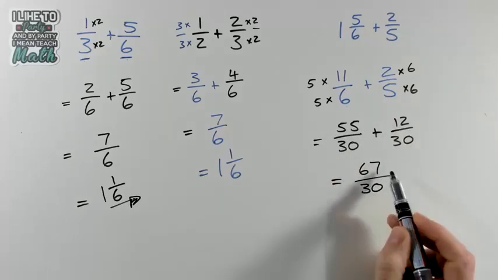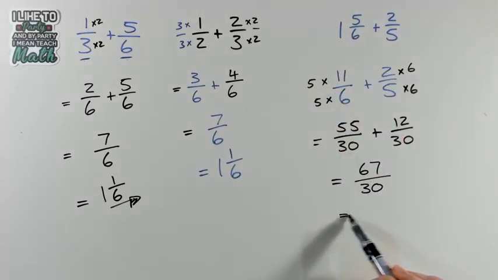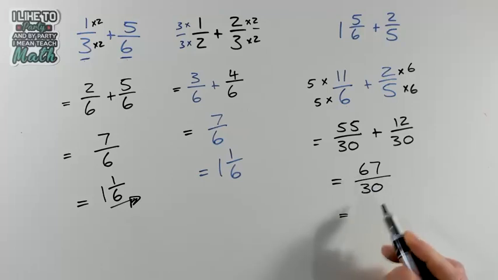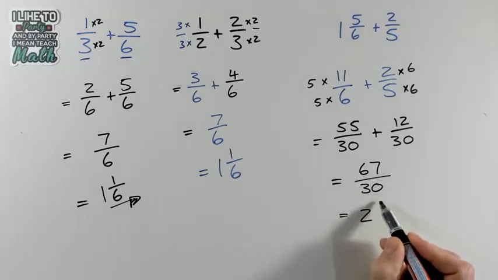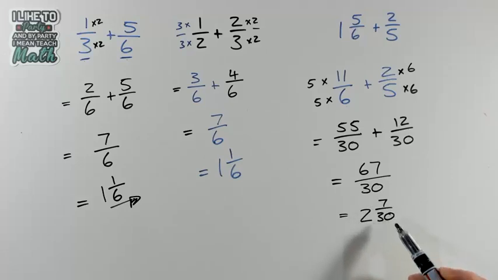This is an improper fraction because we started with mixed numbers. I'm going to want to make this a mixed number as well. 30 goes into 67. Well, 30 goes into 60 twice, and then this 7 over 30 is going to be left. 7 over 30 can't be simplified, so that's going to be our final answer.